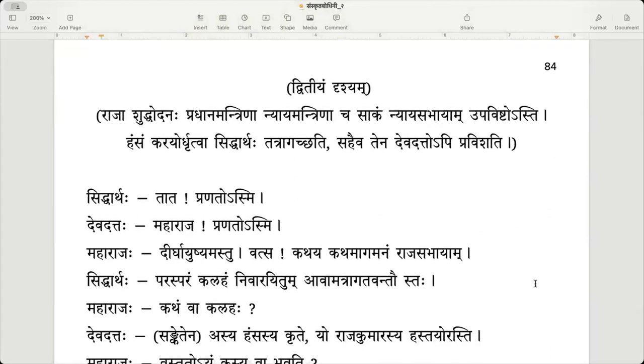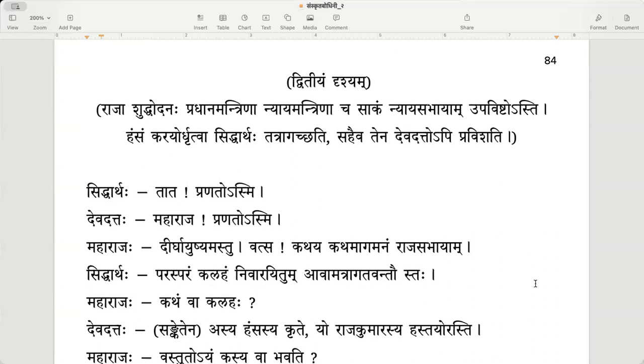So the second scene starts with the court. Dvitiyam drishya. Second scene. Raja Shuddhodanaha Pradhanamantrina Nyayamantrina cha Sakam Nyayasabhayam Upavishtaha Asti. The King Shuddhodanaha is seated in the Nyayasabha along with the Prime Minister and the Law Minister. Hamsam Karayor Dhritva Siddhartha Tatra Agachati. Holding the swan in both of his hands, Siddhartha comes to that Nyaya Sabha. Sahaiva Tena Devadattaha Api Pravishati. Along with him, Devadatta also enters.